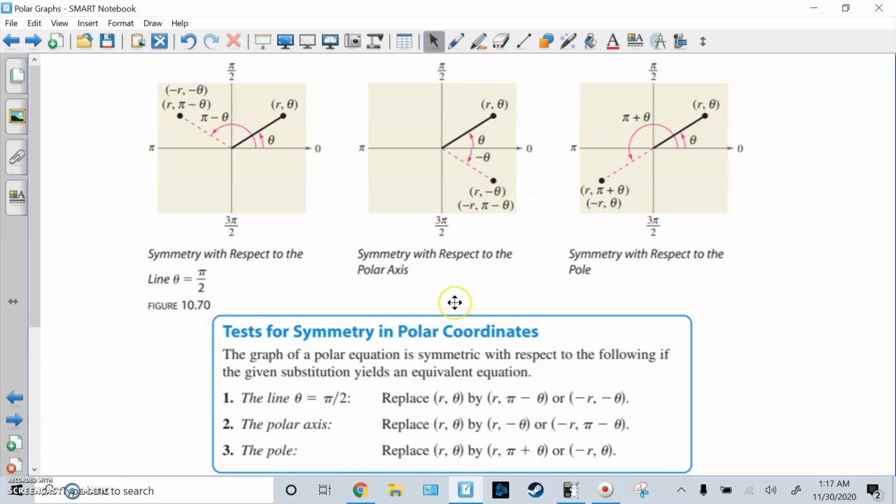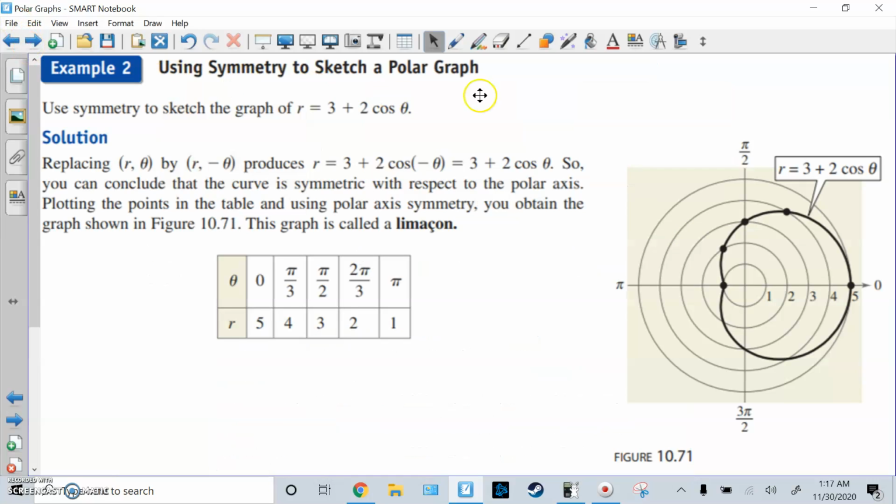Alright, so here are the tests of symmetry for polar coordinates. This is like even odd. So if you replace (r, theta) with (r, pi minus theta), or use (-r, -theta), and it's the same, you'll get this one. If you plug in this, you get the polar axis. And if you plug it in and get the same, that's the pole. Now, let's try this. Sketch this polar graph.